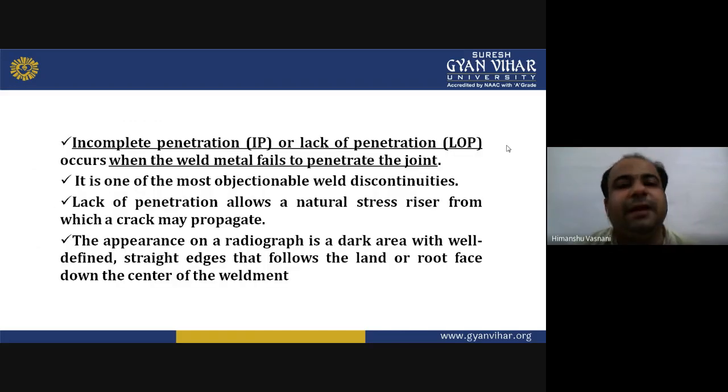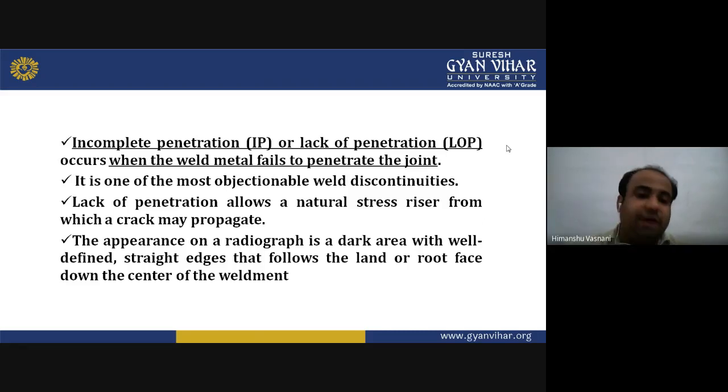Now, incomplete penetration or lack of penetration, called IP or LOP, occurs when the weld metal fails to penetrate the joint. It is one of the most objectionable weld discontinuities. Lack of penetration creates a natural stress riser from which a crack may propagate. See, this lack of penetration, IP, may lead to a crack.